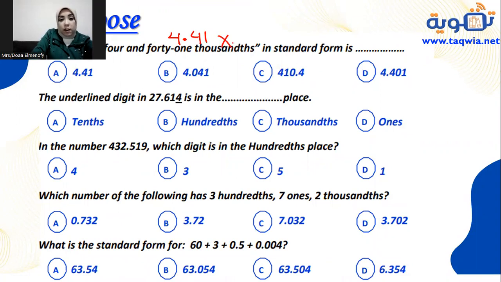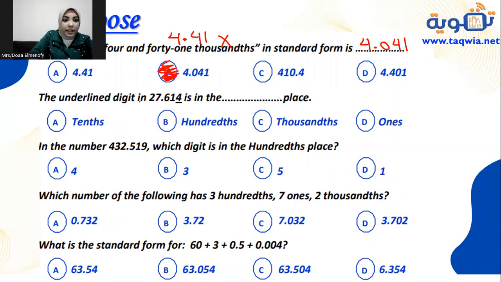No, that's going to be wrong. Why? Because this would be 4 and 41 hundredths. But when we have thousandths, you have to know that we have 3 digits in the decimal part. So we write 4 point. Here we don't have tenths, so we write 0 and then 41. So it's 4 and 41 thousandths, so 4.041. Okay, so this one.